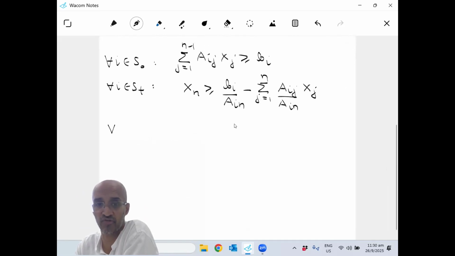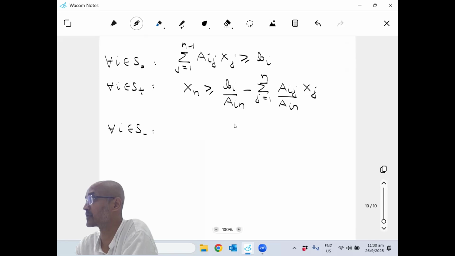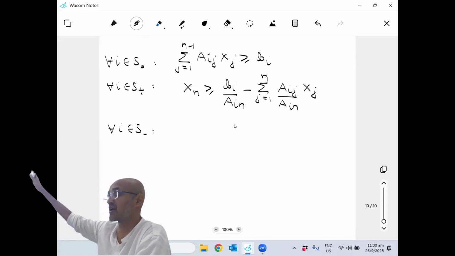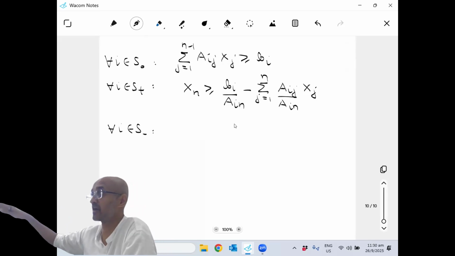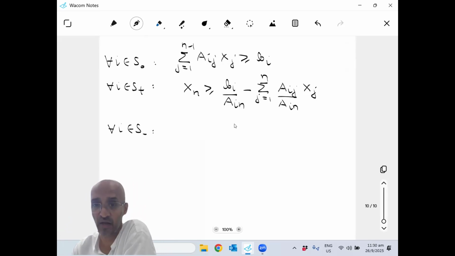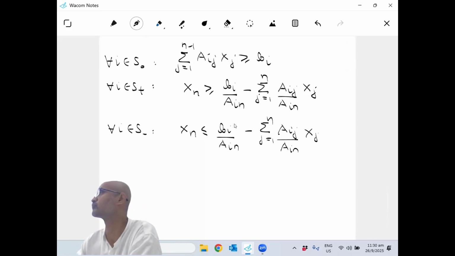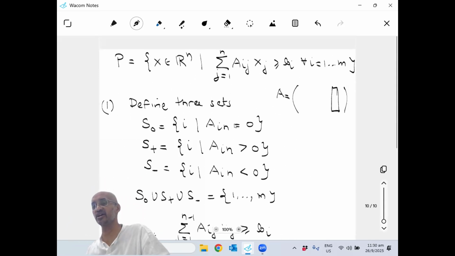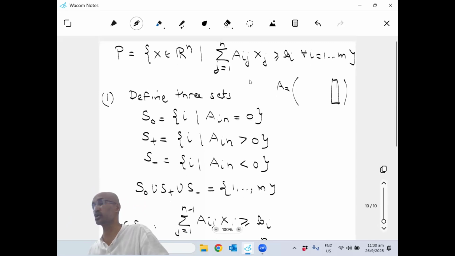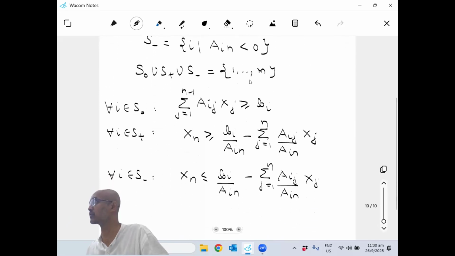Likewise, for the constraints where a_in is negative, it's like minus 5 times x_n is greater than some number. If I divide by minus 5, the inequality will change in sign. So I will get this constraint. For all these constraints, I can rewrite them accordingly. So we're just rewriting the constraints separately for each of the three parts. They are just equivalent ways of writing the same constraint.